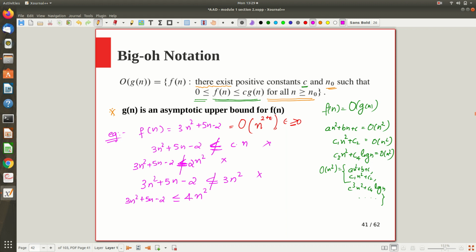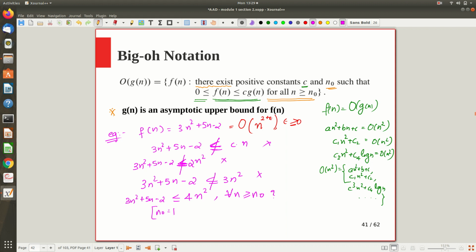Now, for making this inequality true, you can try with different constants. The requirement is that it should be some value bigger than this 3, and let it be 4. Now can you tell me, is it true for all n greater than or equal to n0? So what is this n0? That is my question. You can try with different values. Is n0 equal to 1? Will it work for 1?